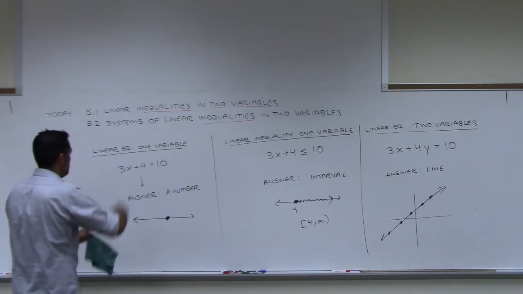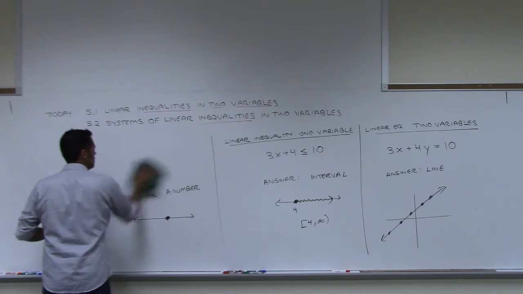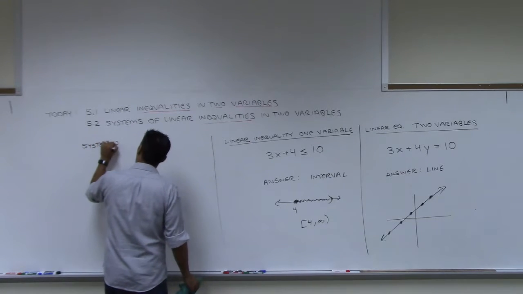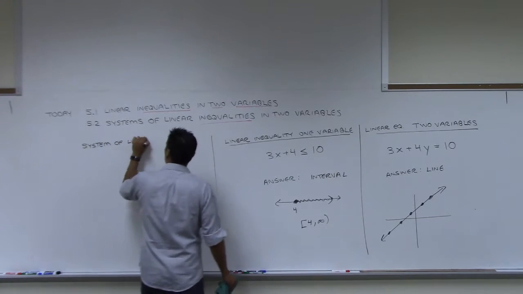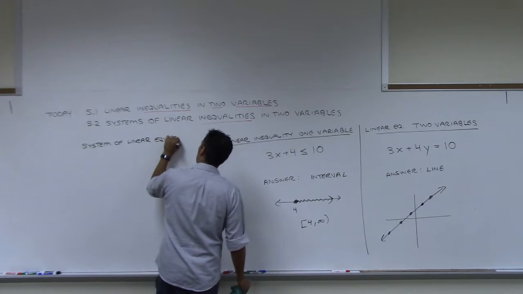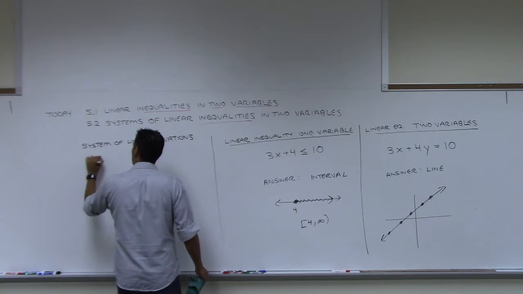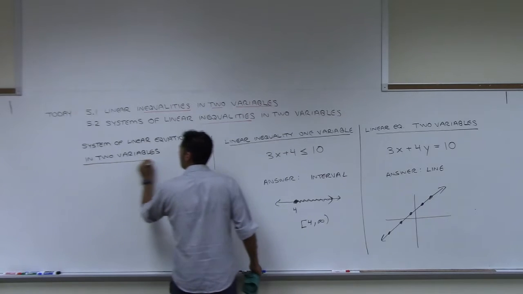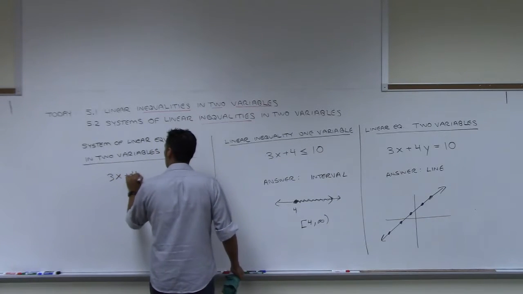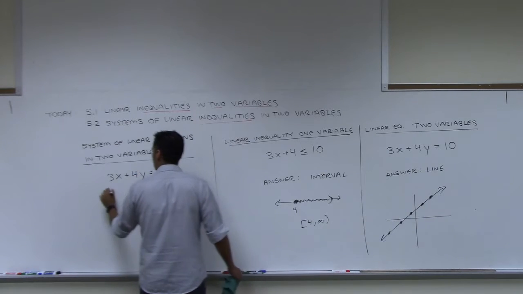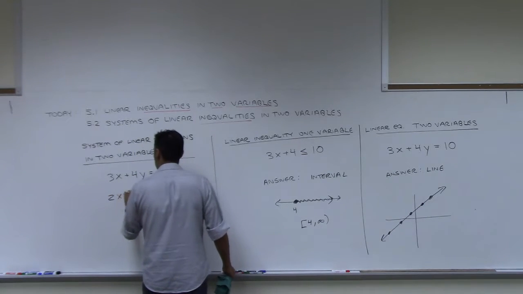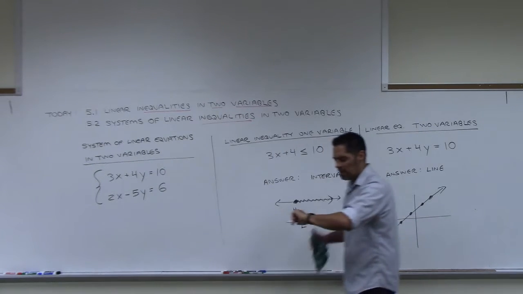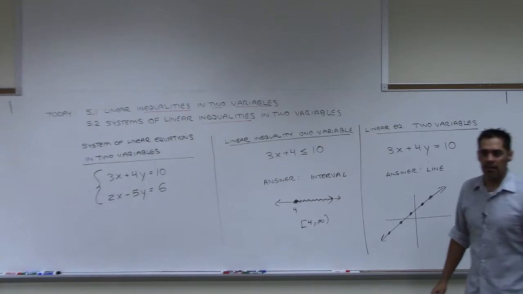Okay, let me do one more thing before we do that. How about if you have a system of linear equations in two variables? That means you have something like this. 3x plus 4y equals 10, but then also how about like 2x minus 5y equals 6, and you put that brace out there. What does the answer to this look like?